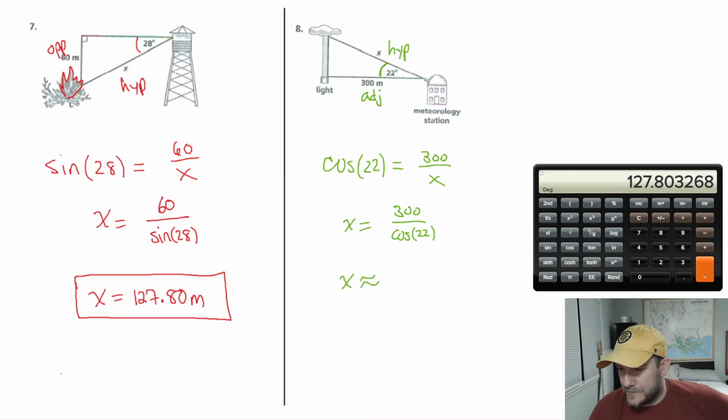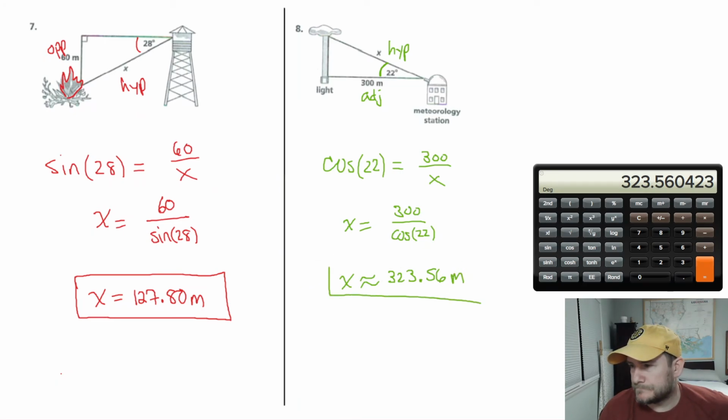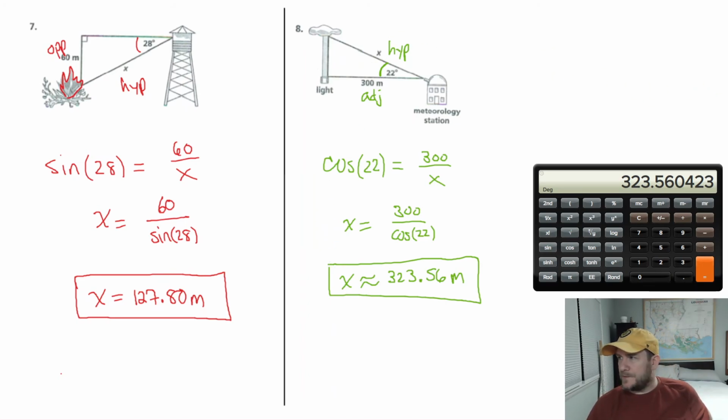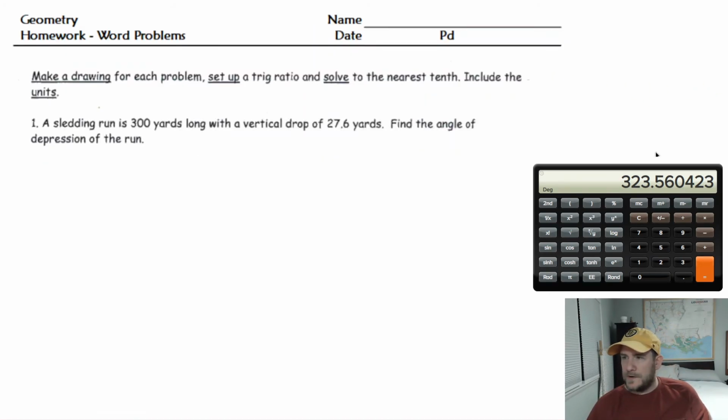And let's figure out what that's worth. So 300 divided by 22 cosine equals 323.56. And those are meters. And that's a wrap, I think, on homework number 2. So pages 3 and 4, that's it.